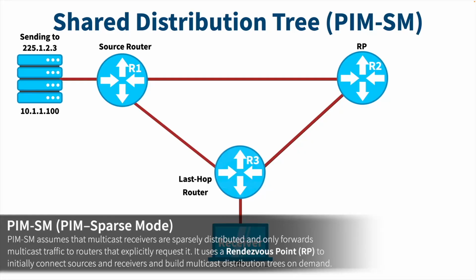So if a router needs to receive traffic for a particular multicast group, it knows somehow, either statically configured or dynamically learned, it knows the IP address of the RP, and it's going to go to the RP and request that traffic. Here's the sequence.